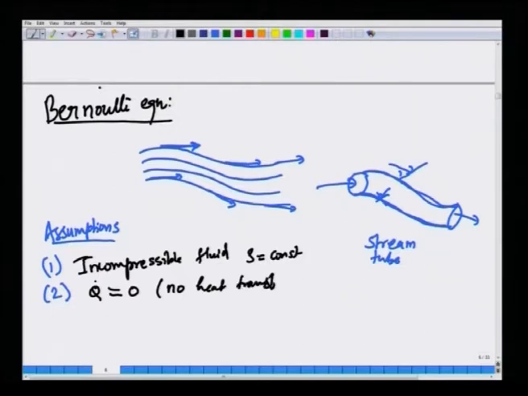Second, we will assume that there is no heat transfer from the outside to inside or vice versa, and there is no shaft work within the stream tube. We are just considering plain flow. There is no reason for us to expect that there is shaft work present. So, these are the three major assumptions.